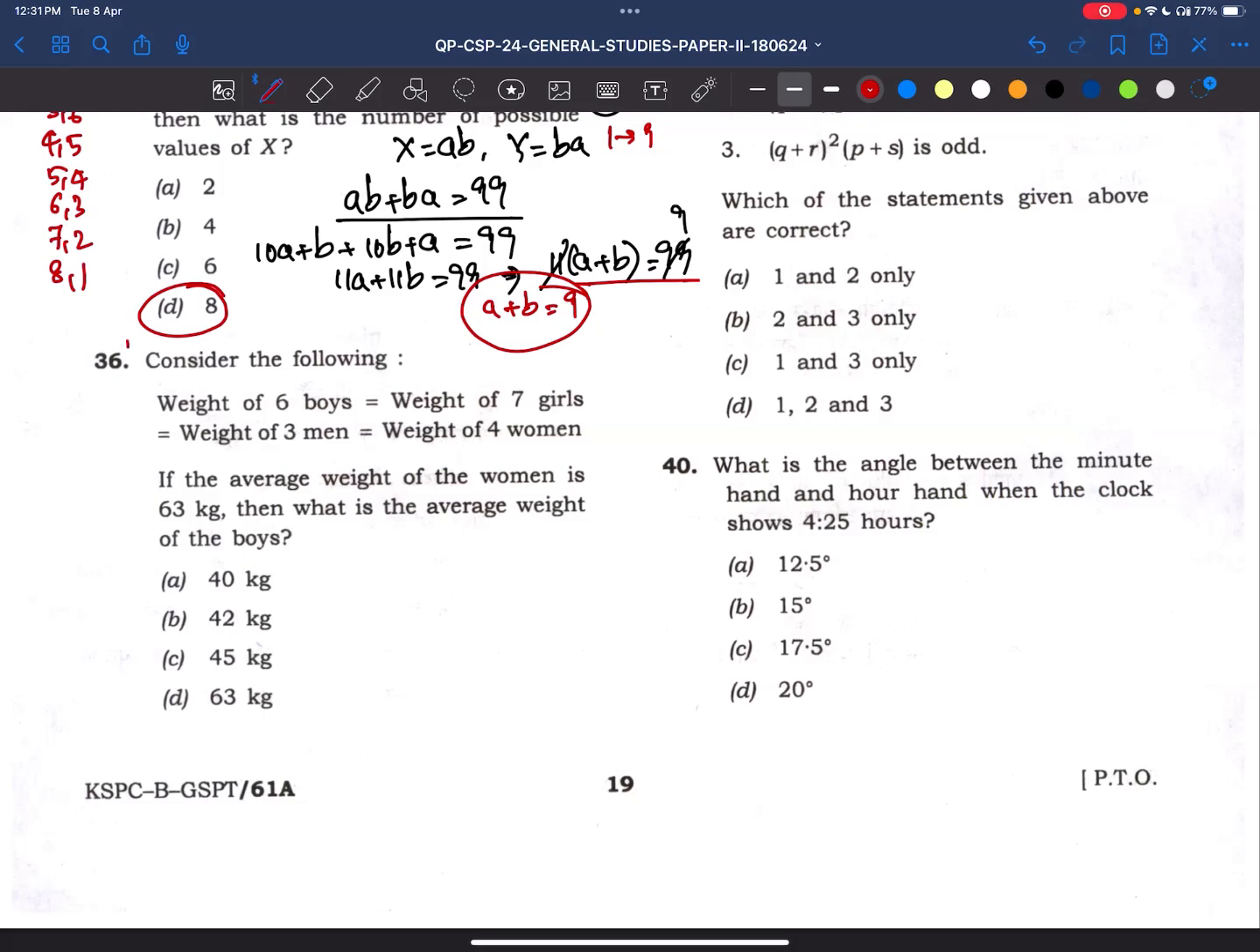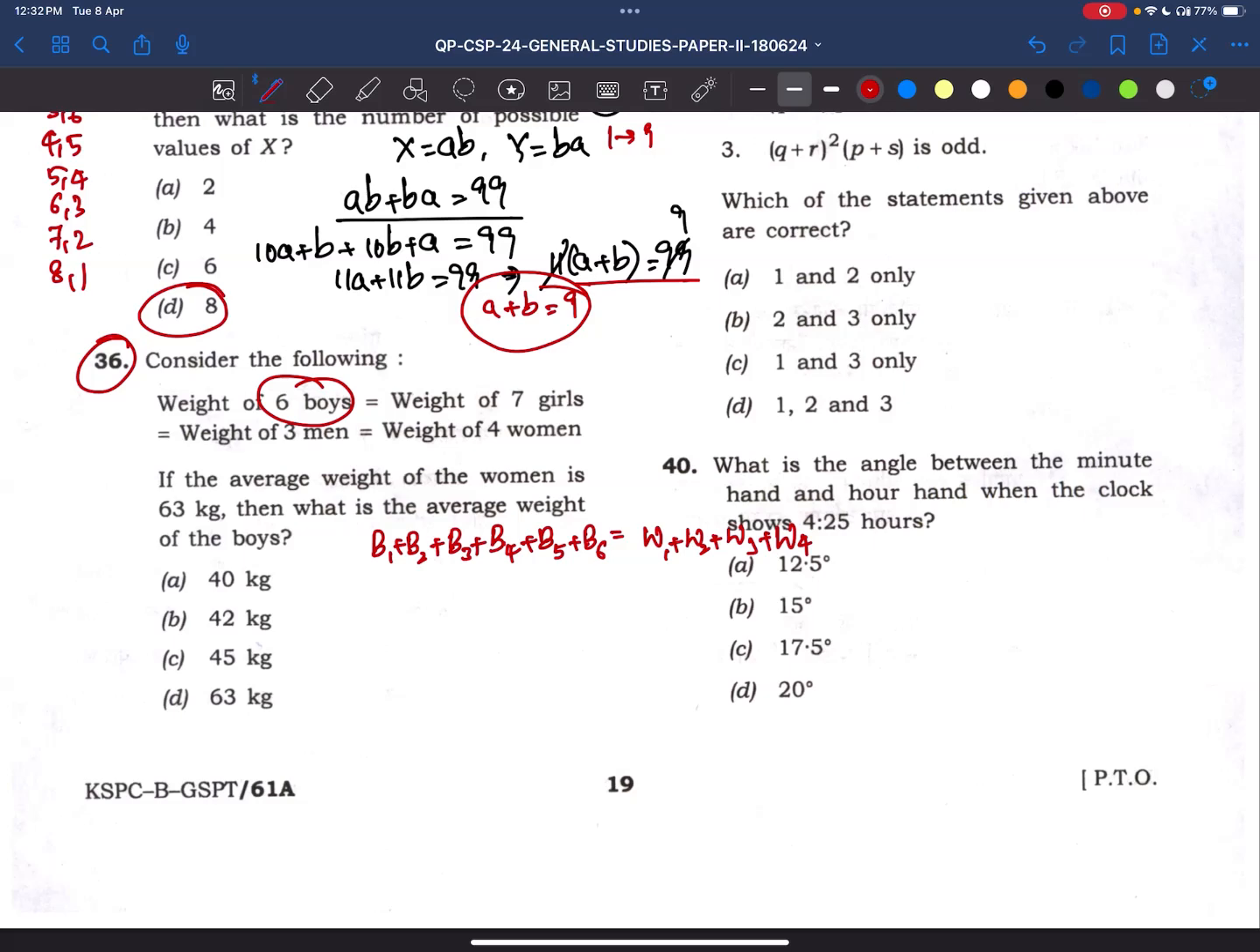Now let's go to the next question. Weight of 6 boys is equal to weight of 7 girls is equal to weight of 3 men is equal to weight of 4 women. If the average weight of women is 63 kgs, then what is the average weight of boys? See here, 6 boys, B1 plus B2 plus B3 plus B4 plus B5 plus B6, is equal to 4 women, W1 plus W2 plus W3 plus W4.